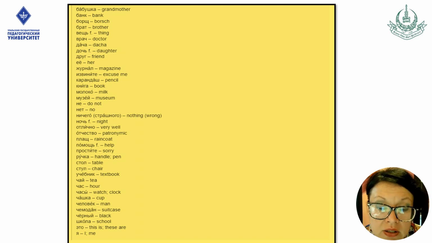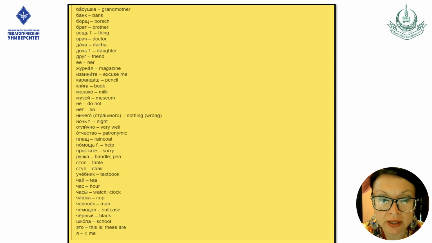Это, this is. When you point at an object, you say in Russian, это стул, это стол, это бабушка, это дедушка. Это, this is, right? So это, when O is under stress, it preserves its full quality. O unstressed loses its quality, right? Это. All right, and я, again, it's just me, я. Don't forget other personal pronouns like он, она, right?